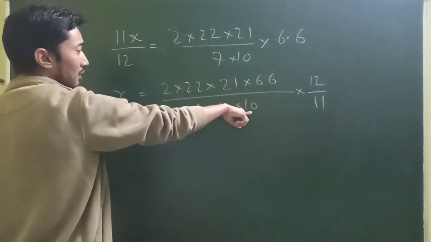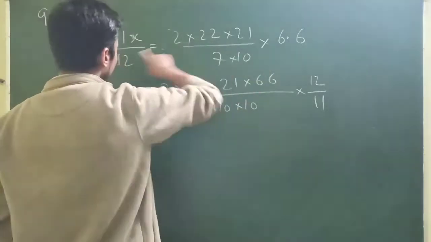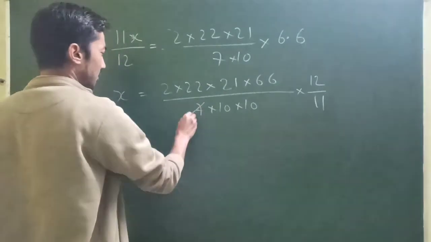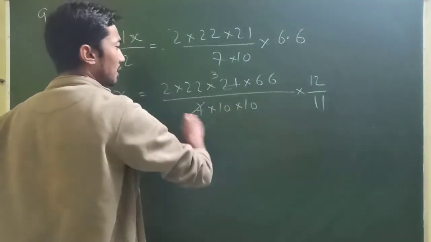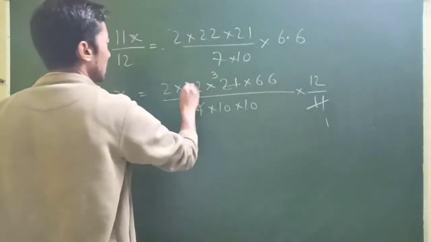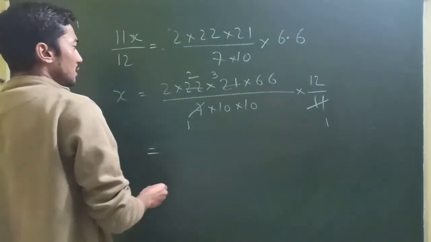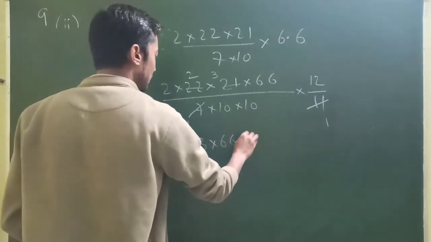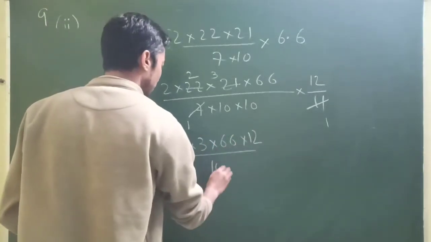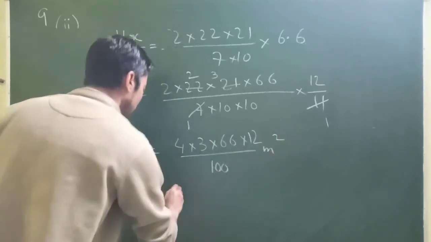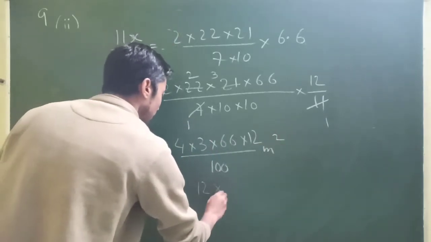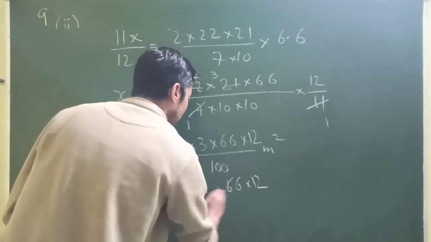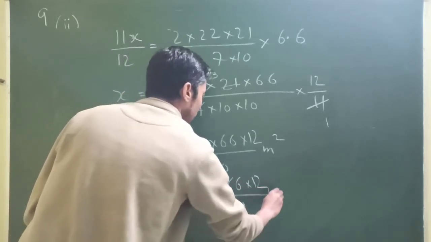Another decimal I brought down here. 7 into 10 into 10. By cross multiplying, 12 is going up, 11 down. So then we have 7 ones are 7, 7 threes are 21, 11 ones are 11, 11 twos are 22. So that leaves us with 4 into 3 into 66 into 12 divided by 100 meters squared. So that's going to be 12 into 66 into 12 upon 100 meters squared.